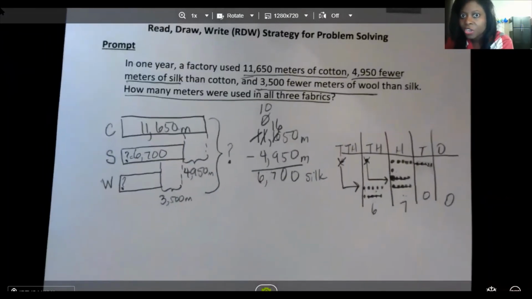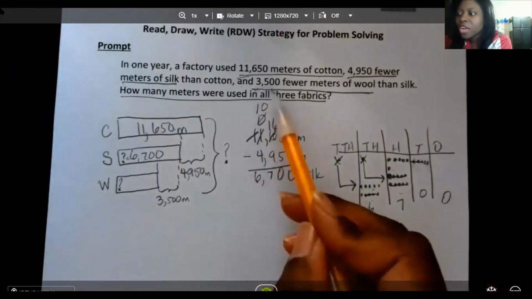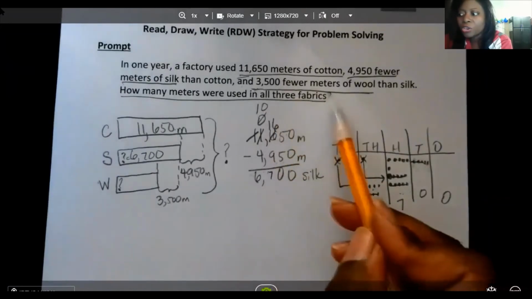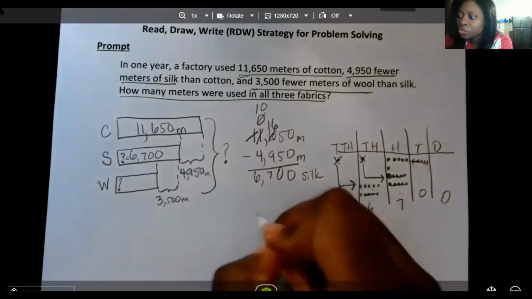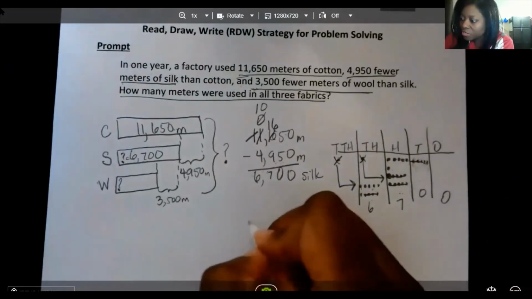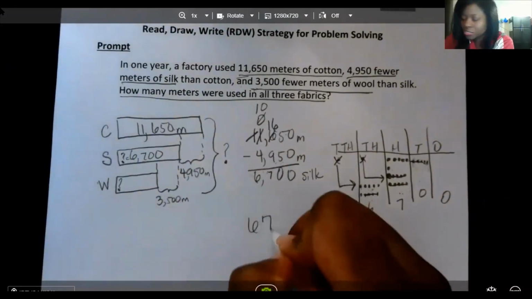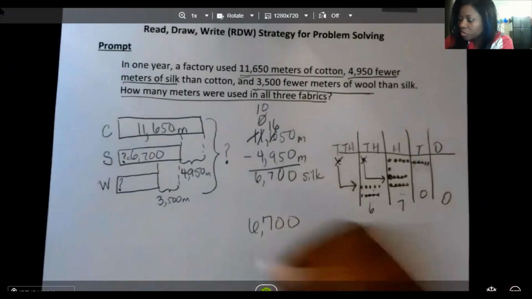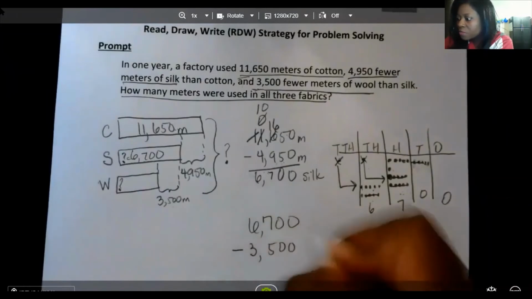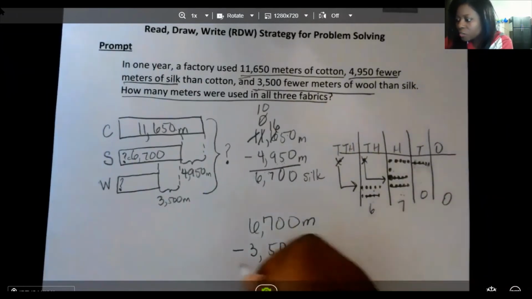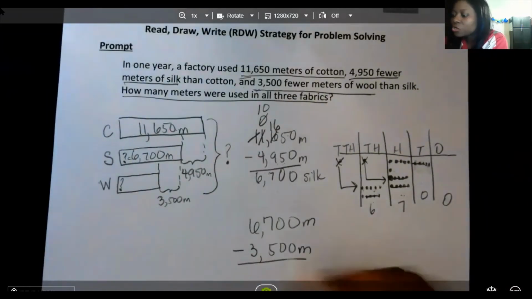Now I have to figure out my next part. 3,500 fewer meters of wool than silk. Okay, so now that I know silk, it'll be easier for me to figure this out. So I'm going to go ahead and put my silk on here. But it said it's 3,500 meters. Don't forget my unit. Than silk. So since I know that this is silk, I now need to find my wool.